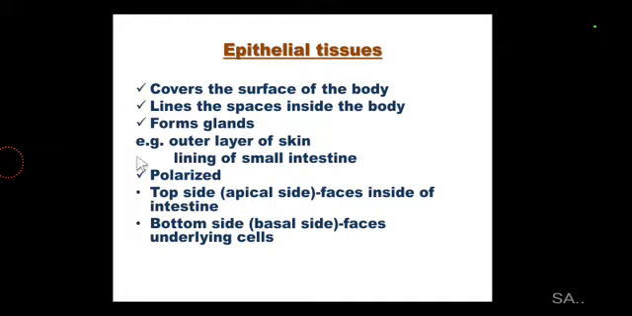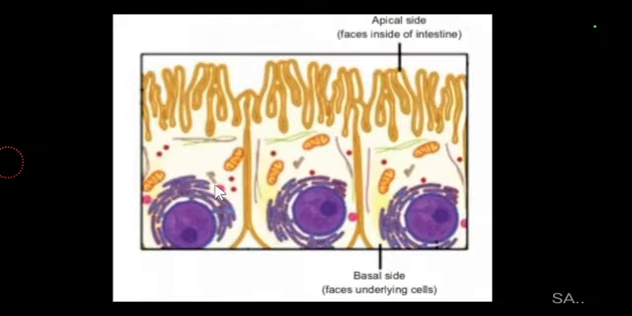So here I have mentioned the same example. The outer layer of skin is made of epithelial tissues, and the small intestine lining the walls inside, they are made up of epithelial tissues. One characteristic feature of these epithelial tissues is their polarized nature. So what do you think? What is the meaning of polarized? We'll see it with the help of this epithelial tissue that is actually lining the small intestine.